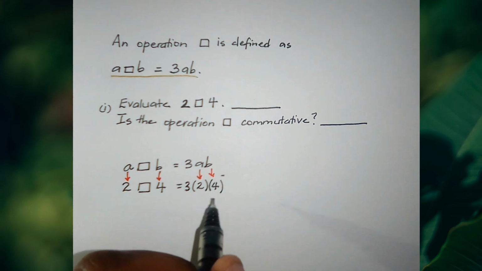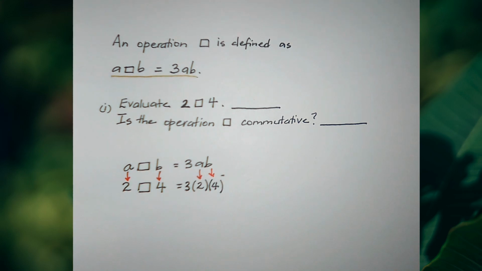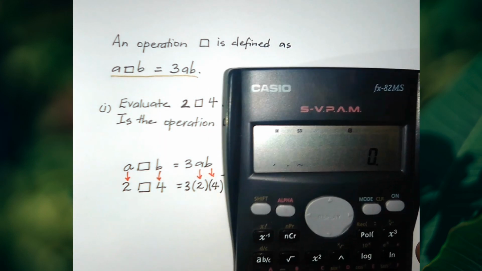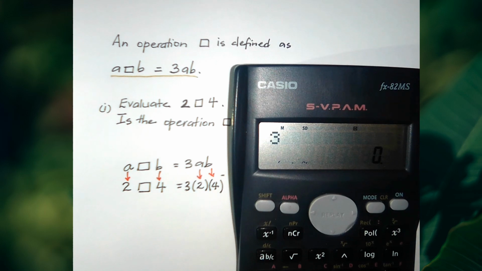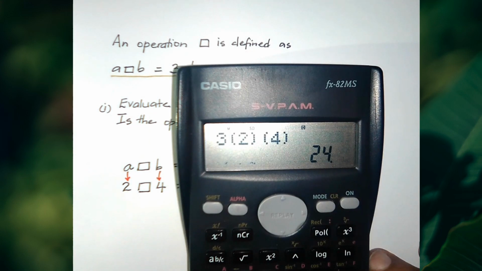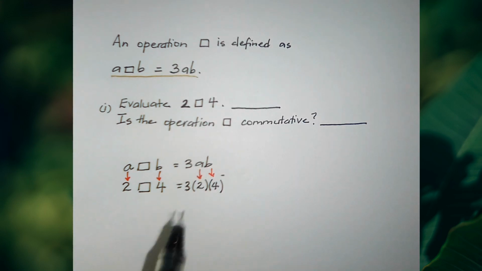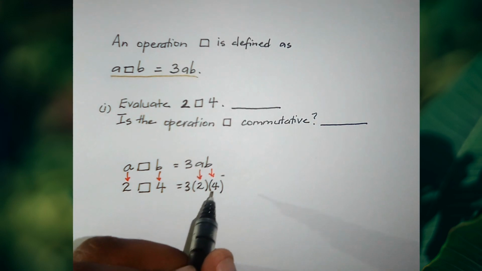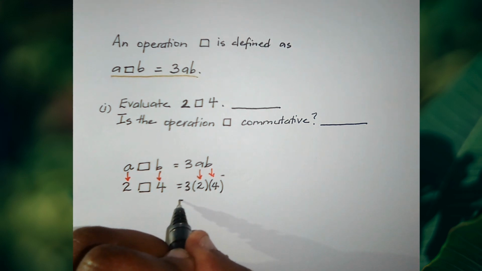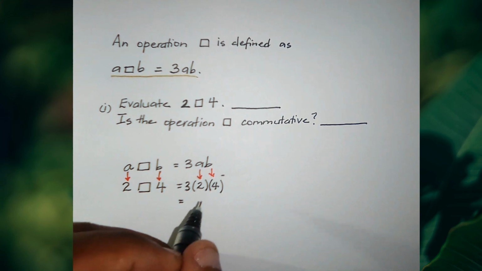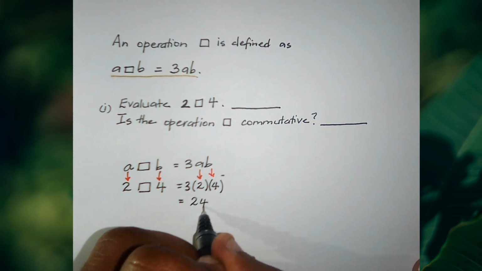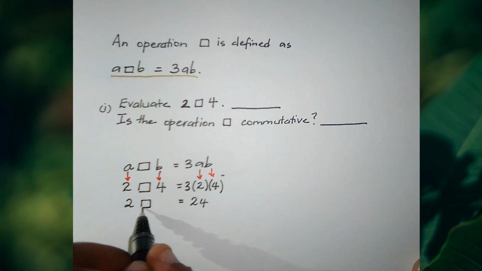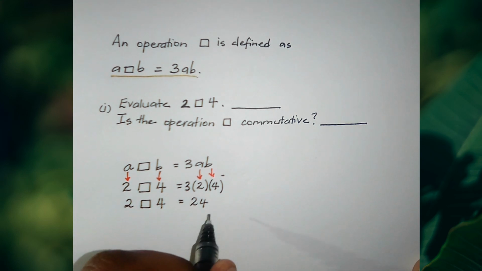When we see brackets like this, it means that we're going to multiply. Let us prove it. I'm going to use a calculator. I'm going to put in exactly what we see: 3, bracket 2, bracket, bracket 4, bracket. And that gives us 24, because 3 times 2 is 6, and 6 times 4 is 24. So that is why when we use brackets, it means we're multiplying in this fashion. So 2 box 4 works out to be 24.